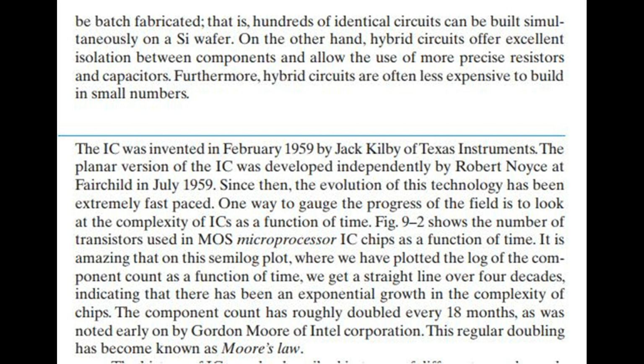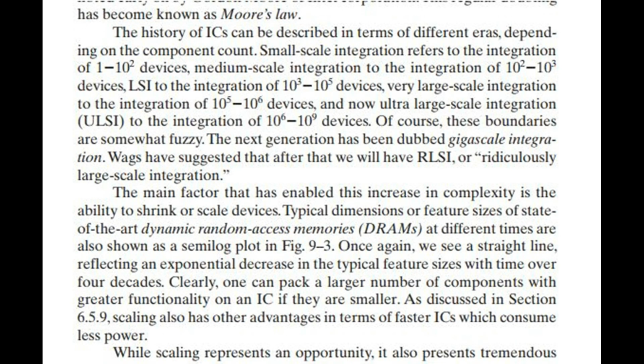Since then, the evolution of this technology has been extremely fast-paced. One way to gauge the progress of the field is to look at the complexity of integrated circuits as a function of time. Fig 9.2 shows the number of transistors used in metal oxide semiconductor microprocessor integrated circuit chips as a function of time. It is amazing that on this semi-log plot, where we have plotted the log of the component count as a function of time, we get a straight line over 4 decades, indicating that there has been an exponential growth in the complexity of chips.